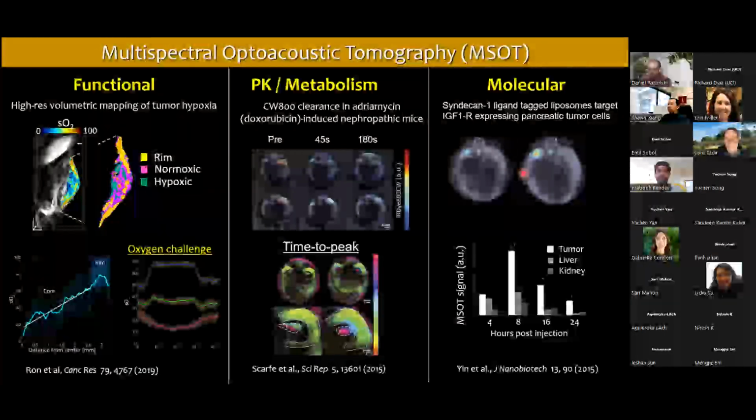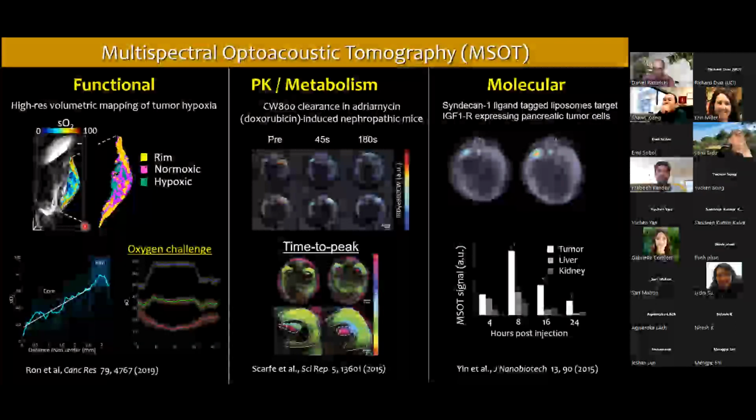So this technology was eventually also commercialized and won the German Innovation Award in 2014. And here you see some examples of the different functional and molecular imaging applications that were performed with the MSOT technology so far. There are many hundreds of examples actually, so I'm just showing a couple of representative ones. On the left, you see an example of our recent tumor oxygenation study where we achieved high resolution mapping of tumor hypoxia entirely non-invasively and without using any contrast agent. So with MSOT, you can nicely differentiate the tumor rim from the normoxic and hypoxic areas, and also visualize oxygen gradients across the tumor, and also, for example, look into responses to oxygen stimuli.